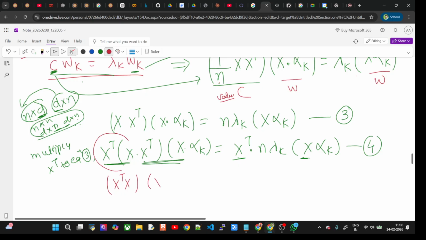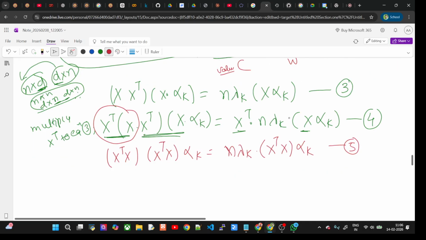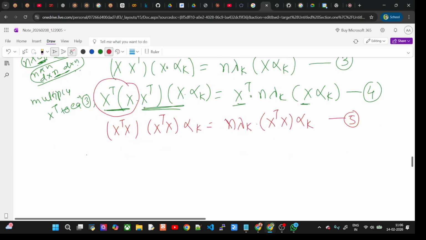So I am now creating the group of this. Okay, this is one group, now this is one group. Okay, now this n lambda k is as it is. Here I take this x transpose x into alpha. Okay, this is one equation. Now you have seen that there are so many x transpose x. Okay, let's say we say x transpose x is equal to some k value. Okay, this is the k value here. Let's say this is equal to k value.